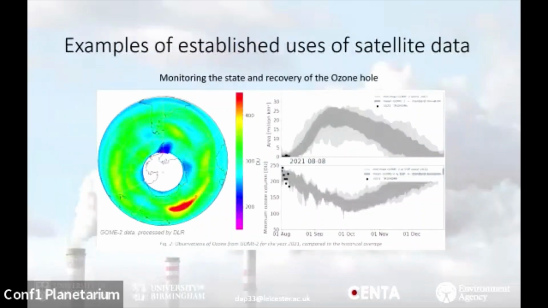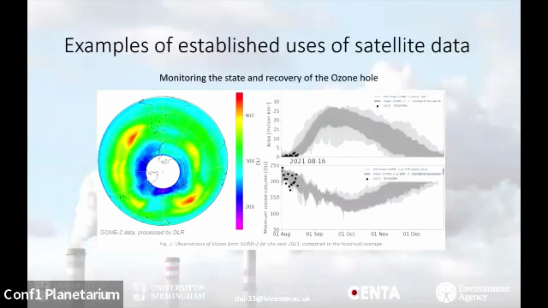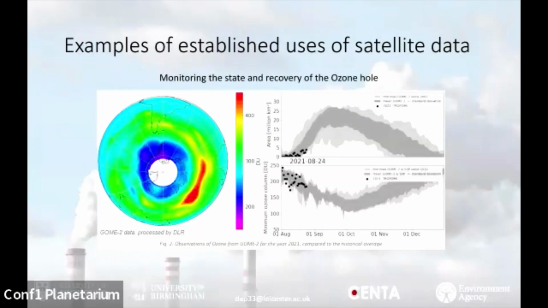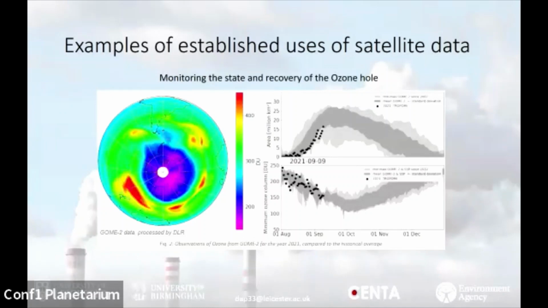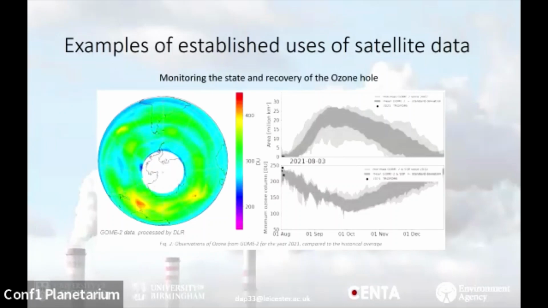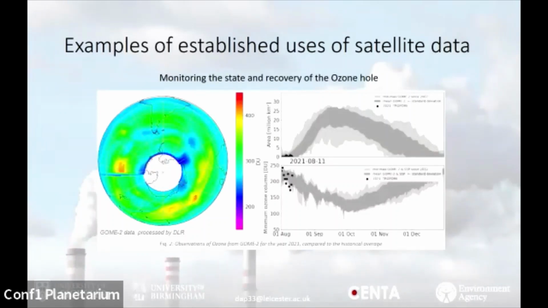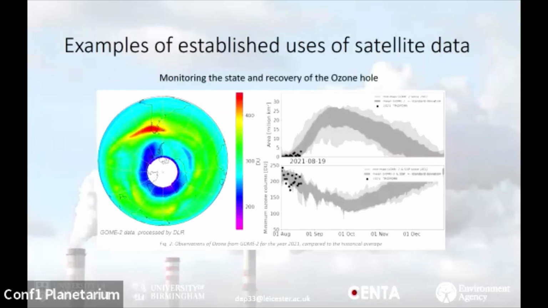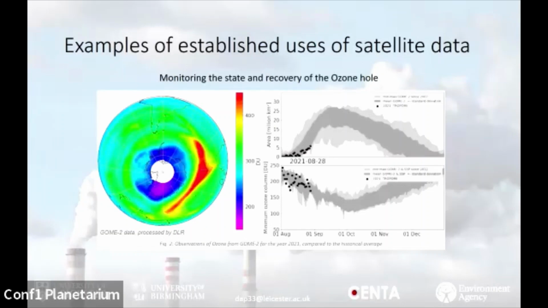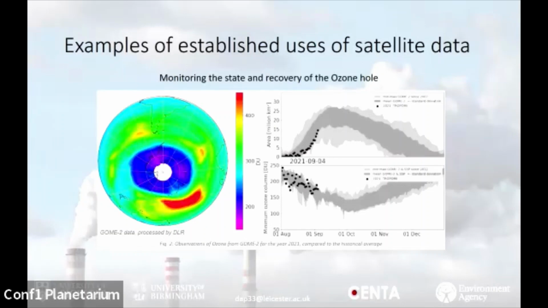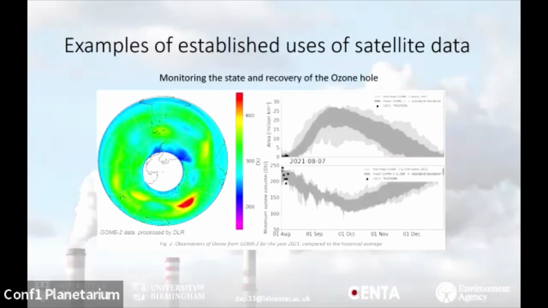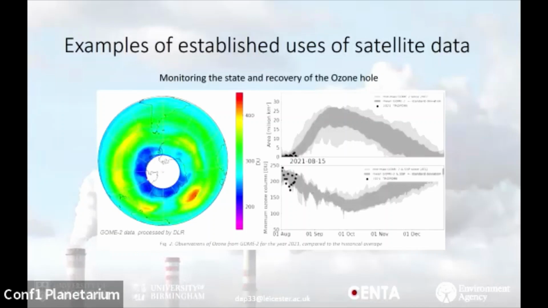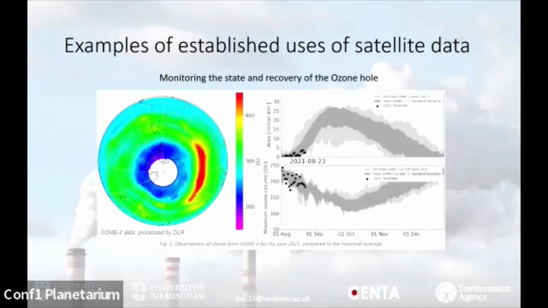Before I go on to my research, I'm conscious that everyone here will be from an atmospheric remote sensing background. So I'd just like to go through some examples of where this data is typically used and give some context of what has been done in the past. This is probably one of the oldest examples of satellite atmospheric remote sensing, looking at the ozone hole over the South Pole, looking at seasonal and annual variations and using this to provide evidence for the Montreal Protocol.